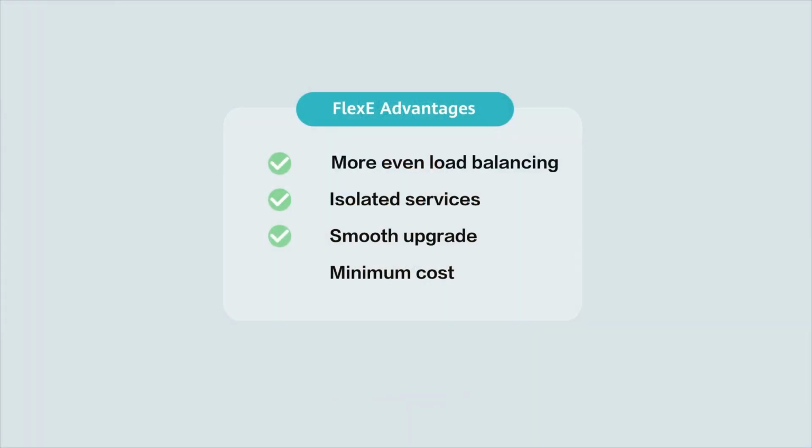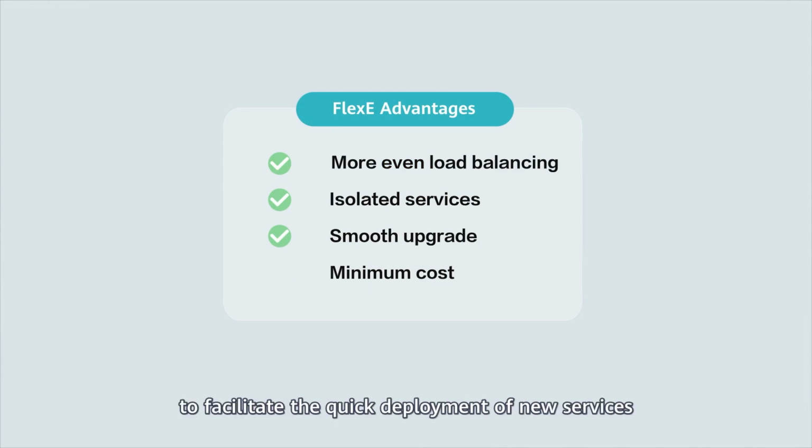Smooth upgrade. The network can be smoothly expanded to facilitate the quick deployment of new services without changing the network structure. Minimal cost. One network can be used for multiple purposes, maximizing network value and minimizing network adjustment costs.